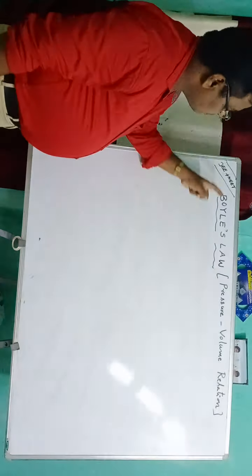So we know that PV is equal to K is the simple form of Boyle's law. It is also written as PV is equal to K, or P1 V1 is equal to P2 V2 is equal to K, or P1 V1 is equal to P2 V2.